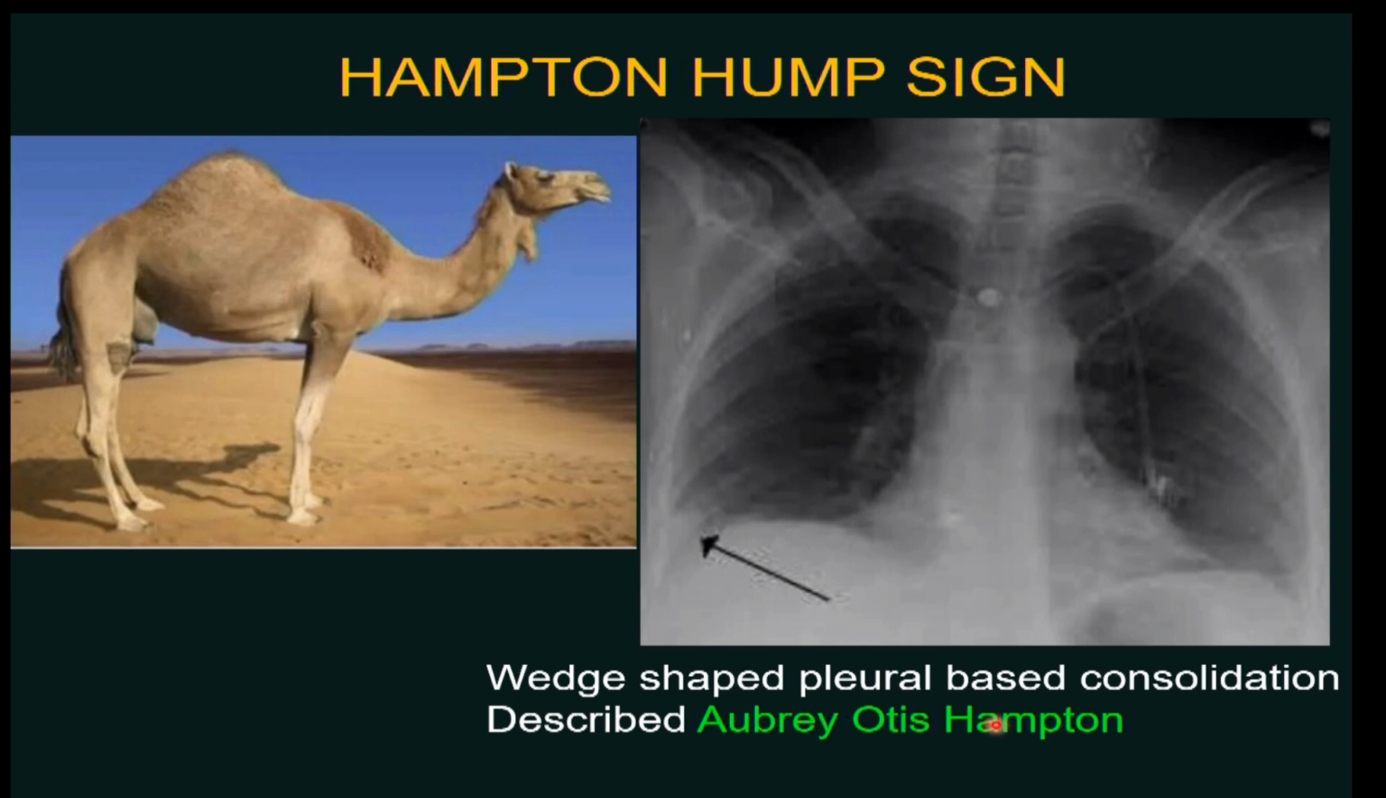Hampton hump sign, not a very important sign. This is usually opacities based along the diaphragm or along the lateral costal, paracostal margins. It is just like a hump, hence it is called Hampton hump. It was described by Otis Hampton, hence it is labeled after his name.